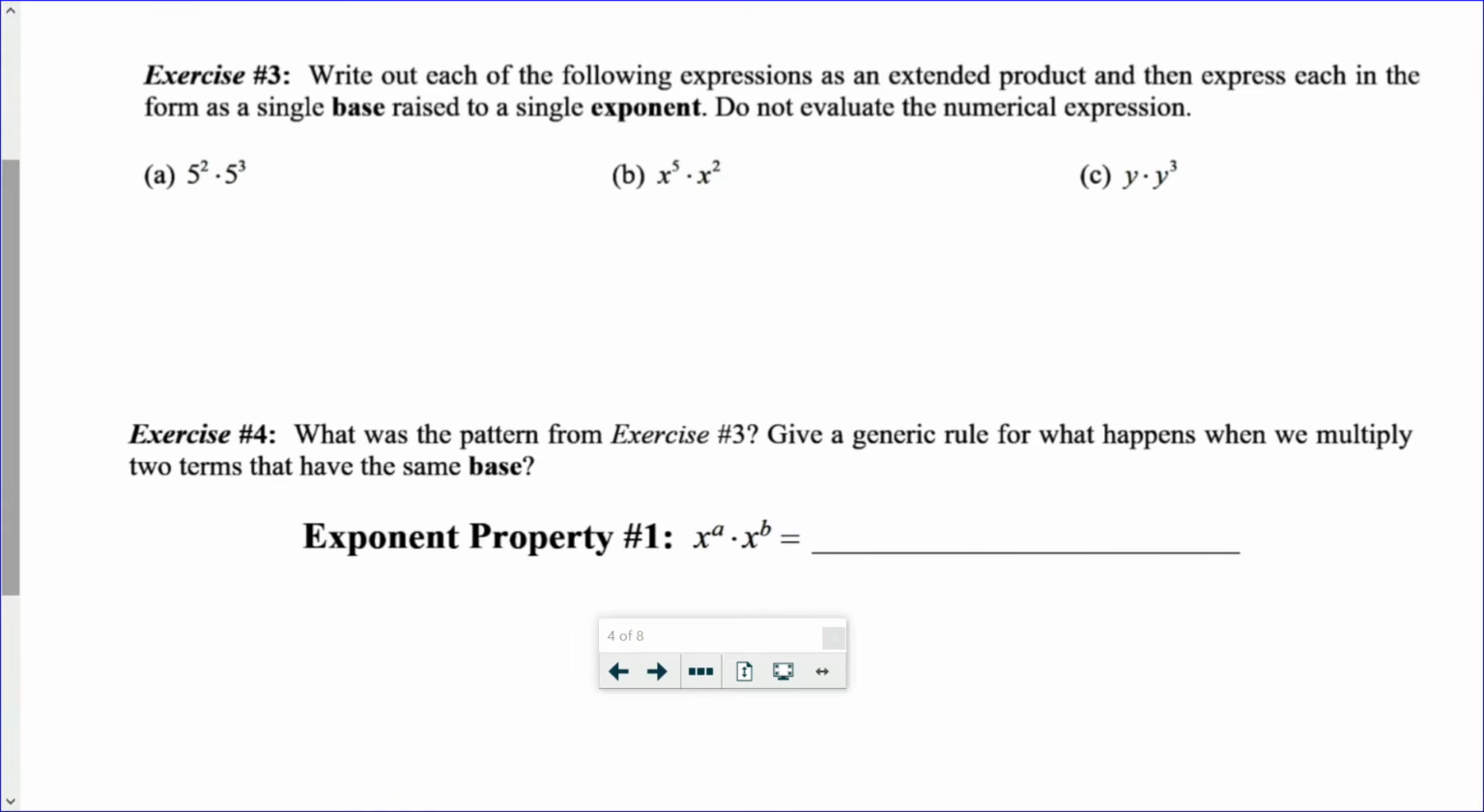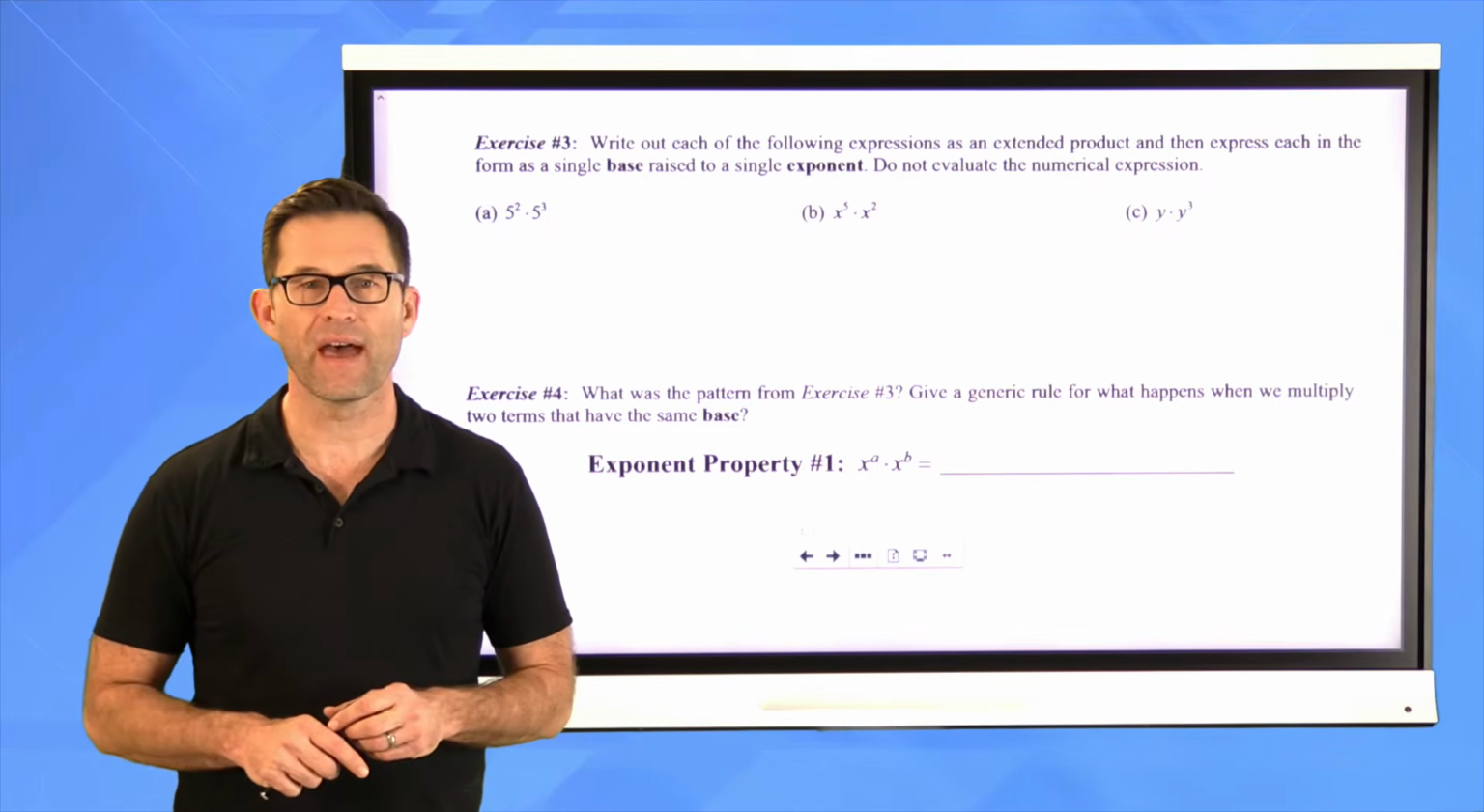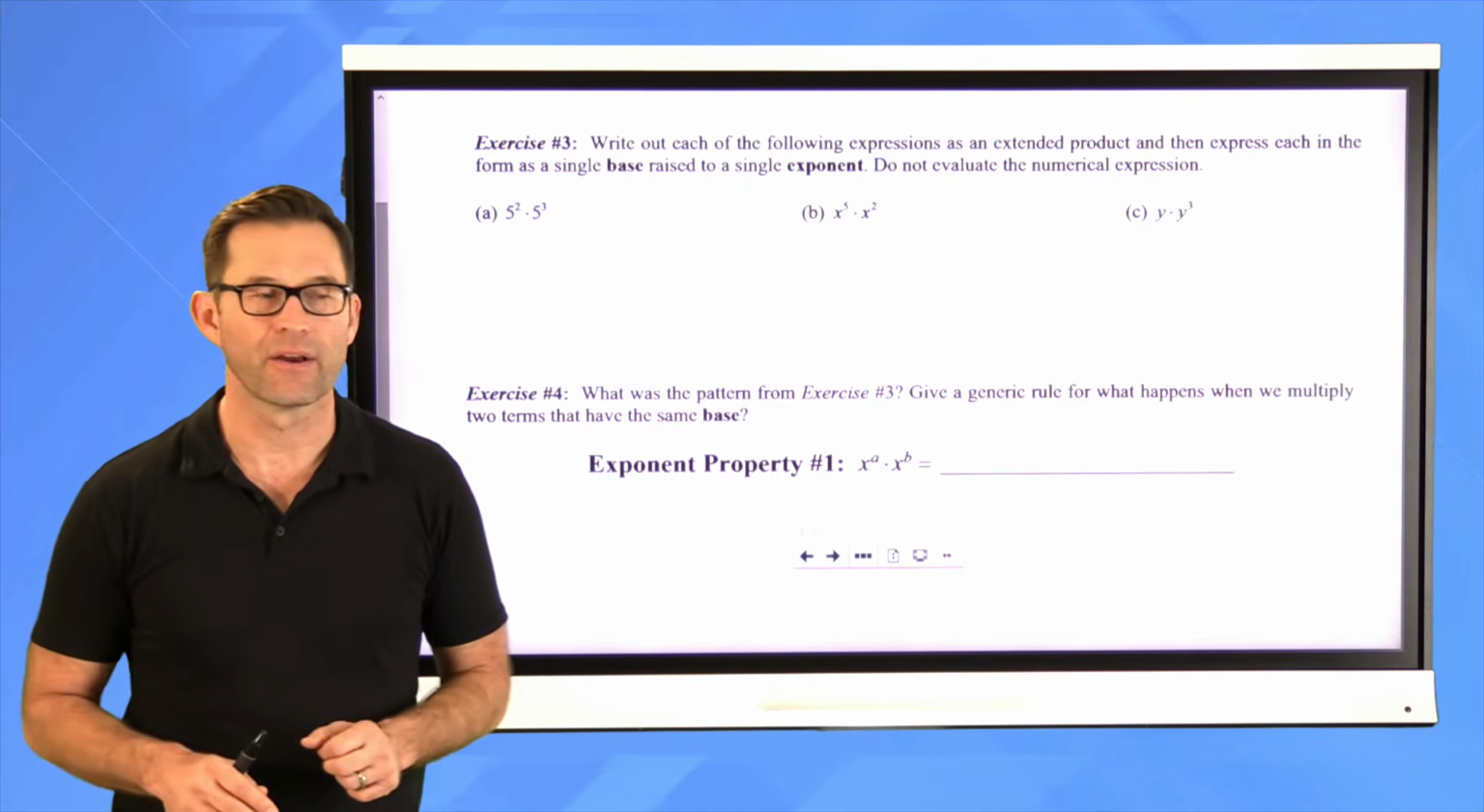Let's take a look. Write each of the following expressions as an extended product, and then express each in the form of a single base raised to a single exponent. Do not evaluate the numerical expressions. All right, let's do letter A together and understand what we're getting at here.